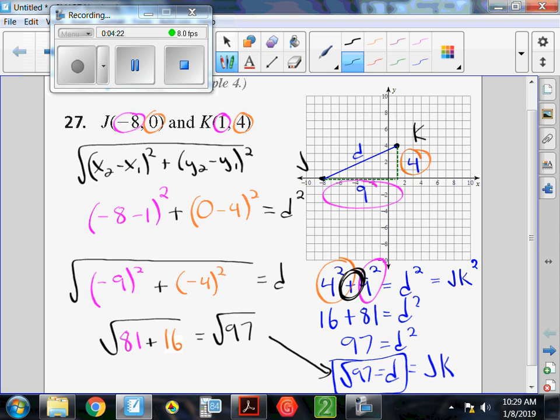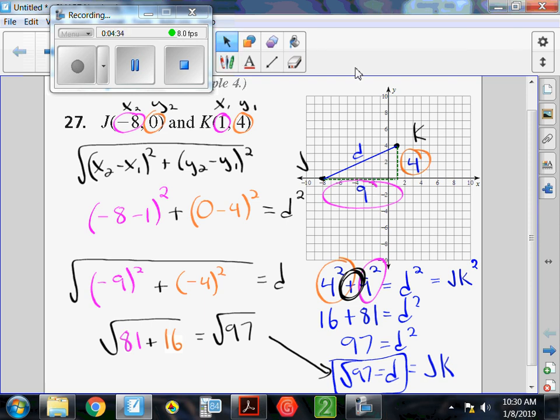In this case, I was using -8 as my x2 and my 0 as y2, and I was using the 1, 4 as x1, y1. It does not matter which one is the first or the second, as long as you're consistent from point to point.